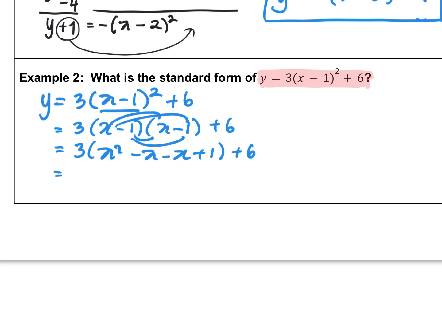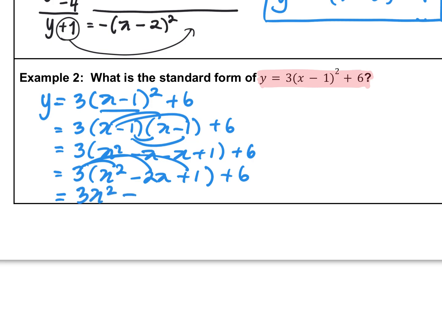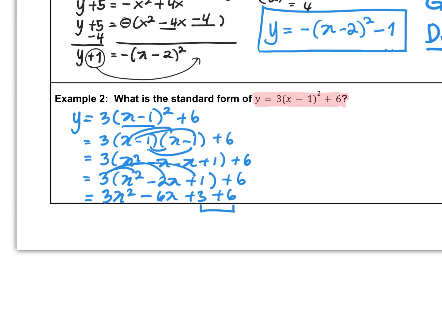Next, we're going to simplify the middle term. That's going to be 3 times x squared minus 2x plus 1, plus 6. Next step, we are going to distribute this one. So that's going to give you 3x squared minus 6x plus 3 and then plus 6. Now, you have two constant terms here already. You're just going to put that together.